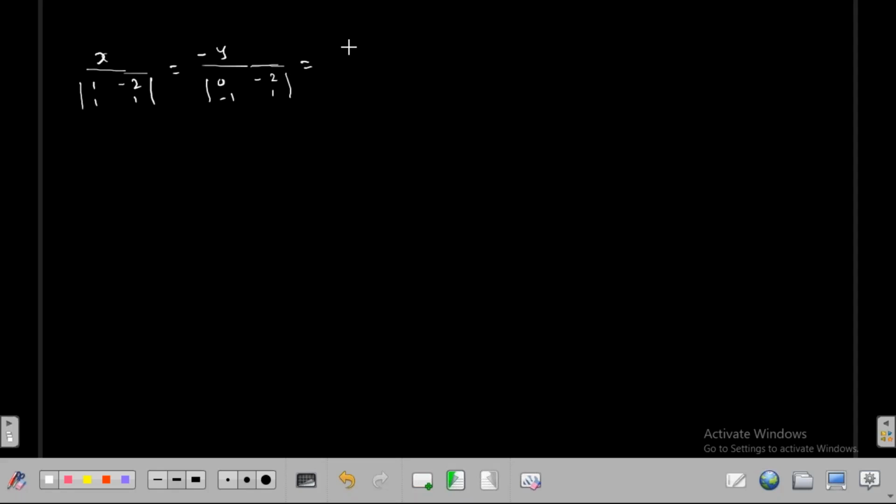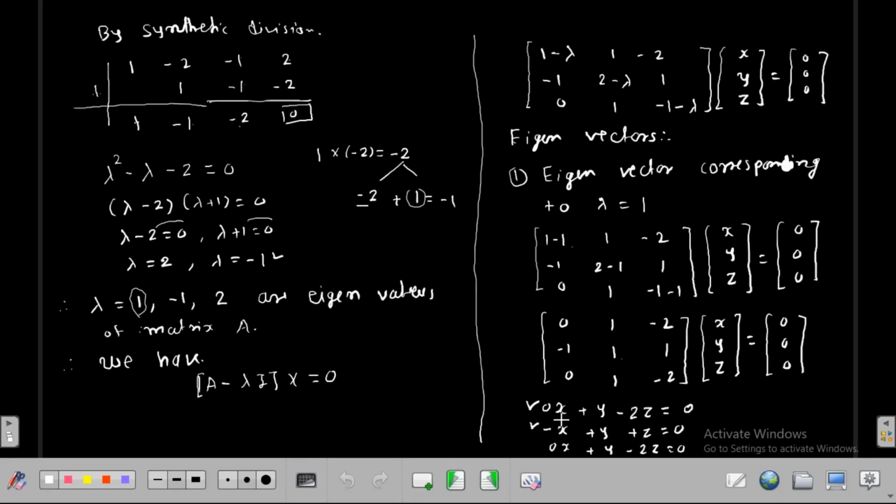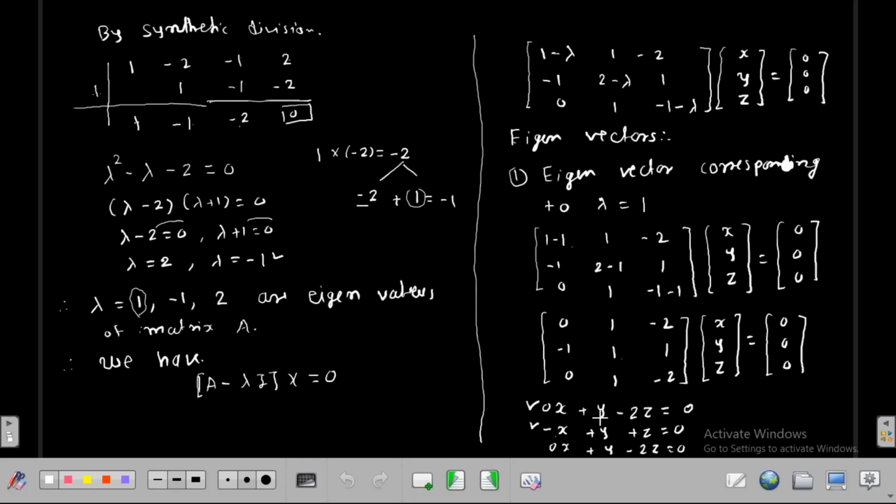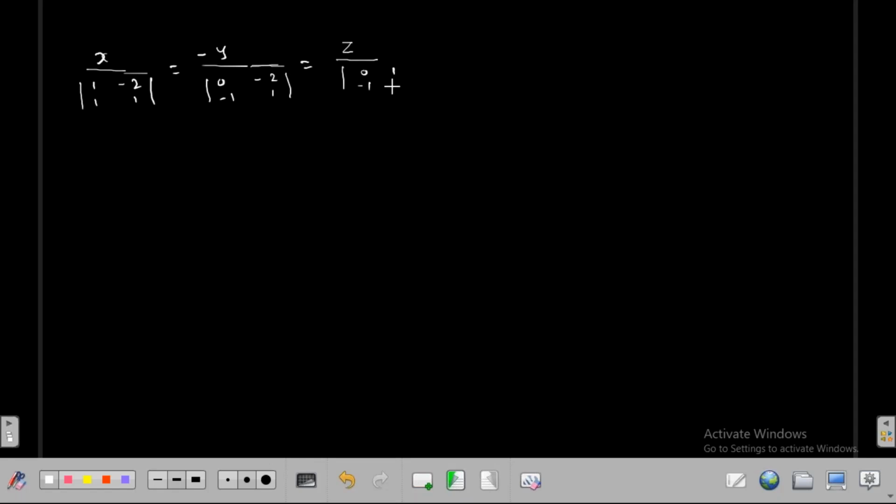Close the determinant, equal to z divided by the determinant of the x and y coefficients. The x coefficients are 0 and minus 1, and the y coefficients are 1 and 1. Now simplify this. Therefore x divided by: cross multiply, 1 into 1 is 1, minus, multiplying these two numbers, 1 into minus 2 is minus 2, equal to minus y divided by: 0 into 1 is 0, then minus, multiplying these two numbers, minus 1 into minus 2 is plus 2. Then equal to z divided by, then multiply these two first.